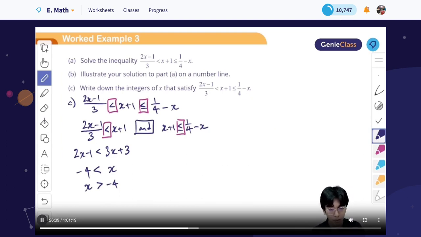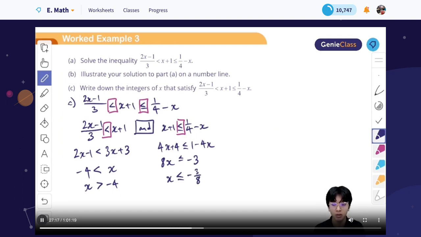Alright, now write the next inequality, x plus 1 less than or equal to 1/4 minus x. We can multiply by 4 on both sides first. 4x plus 4 less than or equal to 1 minus 4x. And then plus 4x on both sides, minus 4 on both sides. So minus 3. Okay, so therefore x less than or equal to negative 3 over 8.